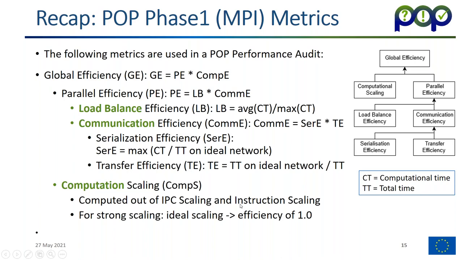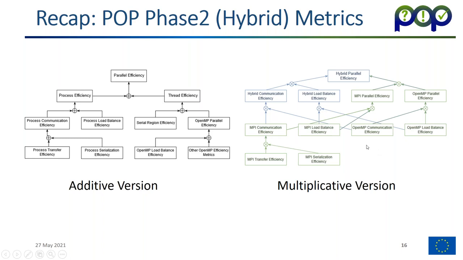And then for hybrid metrics, we actually have two versions. On the right side is a multiplicative version, which works very much like the original one, just enhanced with additional hybrid things. And then there's a second, kind of orthogonal way, which is based on inefficiencies which add up. So the different components indicate the different inefficiencies which can occur either in the process or in the thread, in the OpenMP part.